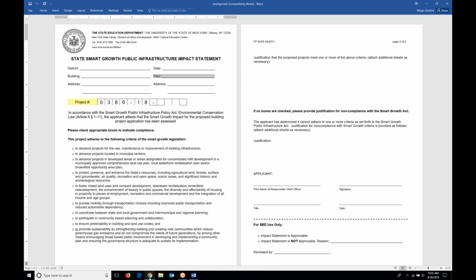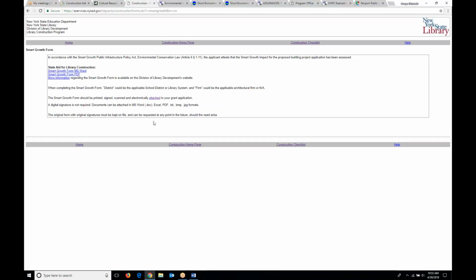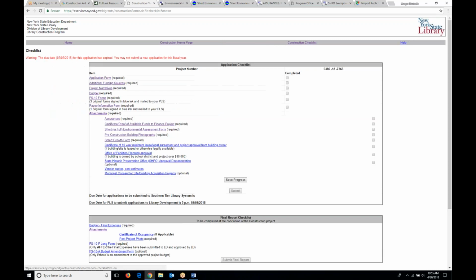So let's figure out where your project number is. Your project number happens as soon as you start an application. So as soon as you've started an application, you get a project number. Here it is. This part refers to Southern Tier Library System, or the grant project, construction aid. This part refers to the funding year, 2018. This part refers to your specific project.